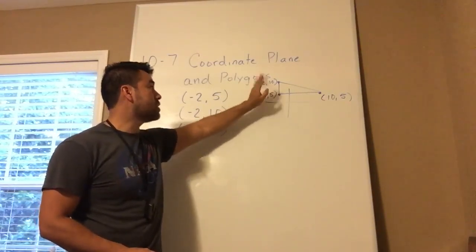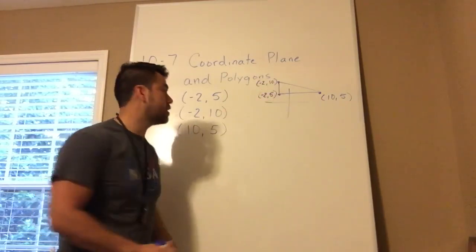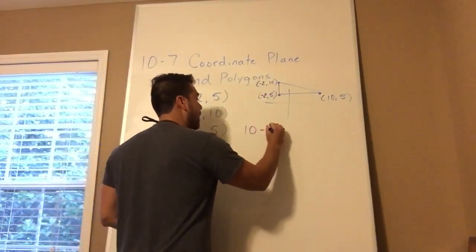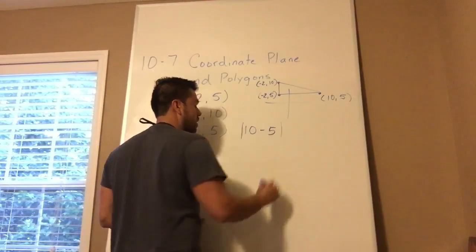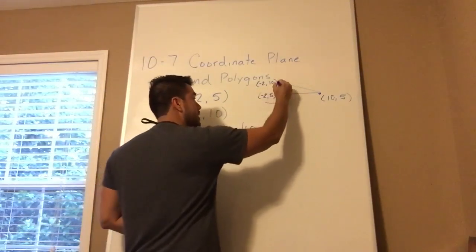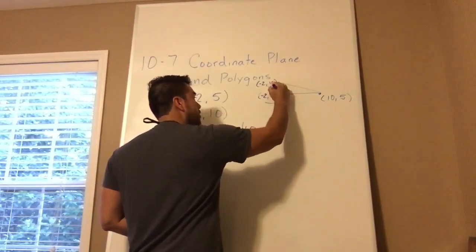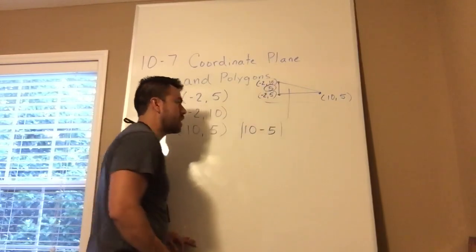So I'm going to leave those alone and deal with the y-coordinates. What is 10 minus 5 absolute value? That's 5. So this distance right here is 5. I'm going to circle that so I know what I'm talking about.